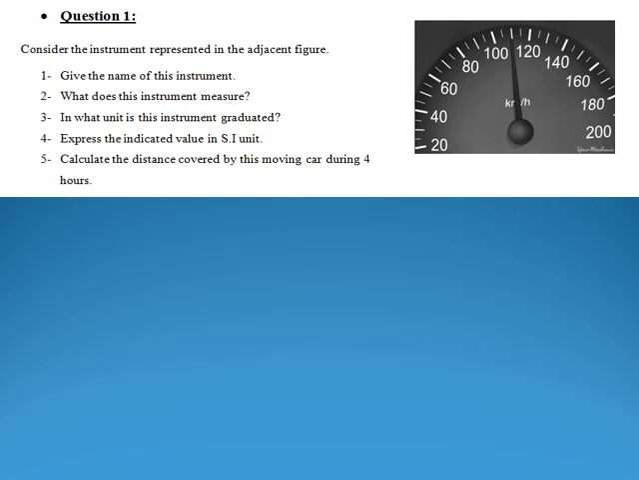Moving to part 3. In which unit? We say kilometer per hour. Number 4, express the indicated value in the SI unit. So the SI unit is the meter per second. It's 110 kilometer per hour. So we have 1 meter per second, it gives 3.6 kilometer per hour. If you want to say 110 kilometer per hour represents how much in meter per second? This will be 110 divided by 3.6. So this will be 30.55556. Take 3 digits only. So 30.556 meter per second.